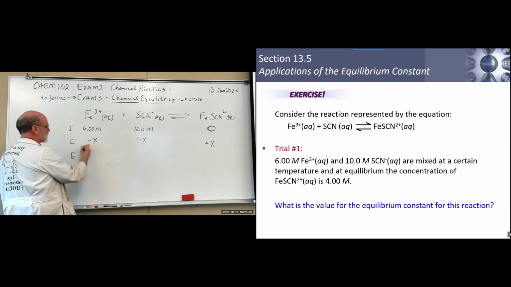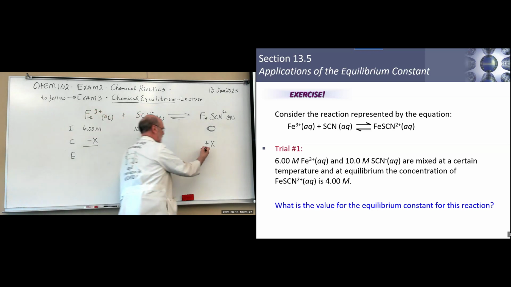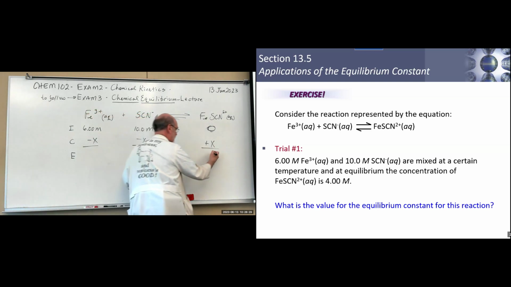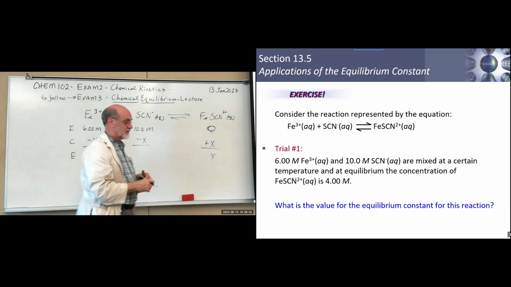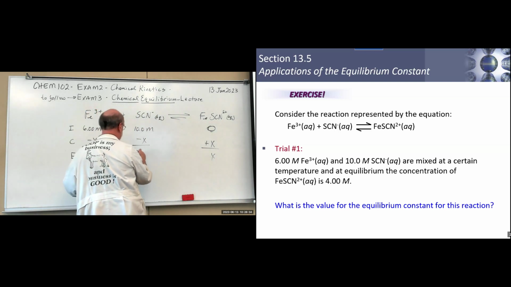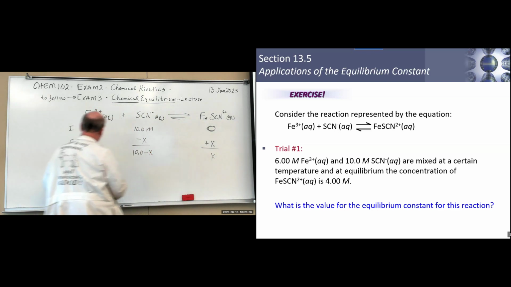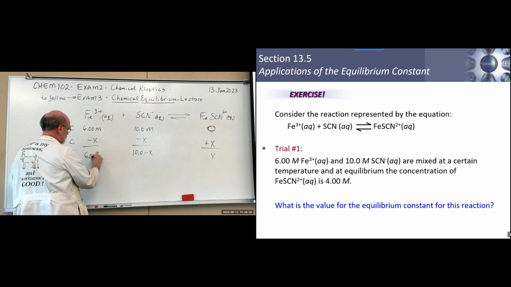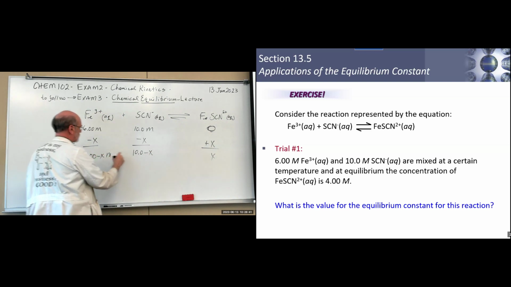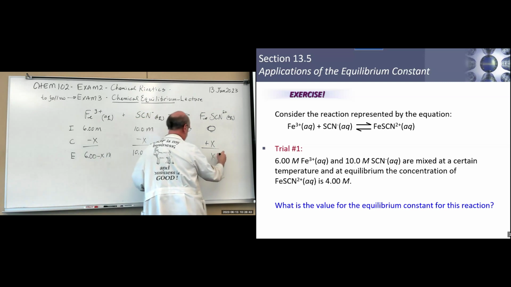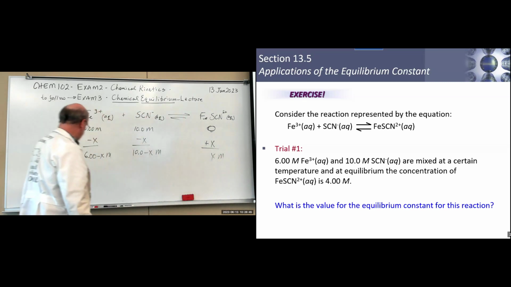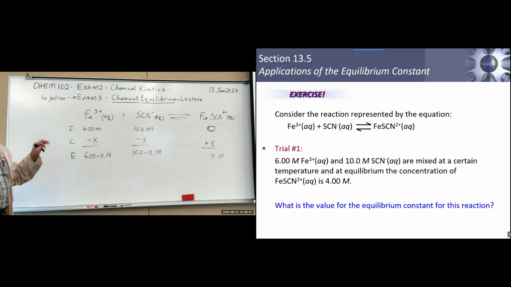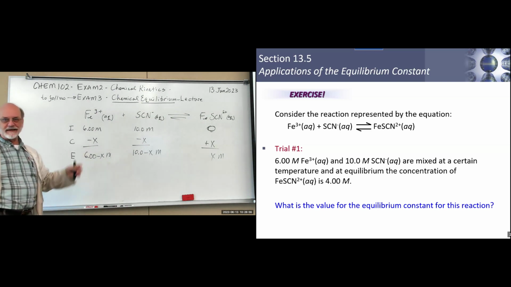So what is the situation going to be at equilibrium? Well, this one's going to have X, concentration, molarity. This one's going to have 10 minus X. This one's going to have 6 minus X, molar. Okay, so that's the situation at equilibrium. And this we call an ICE table: initial, change, equilibrium. That's an extremely useful technique.